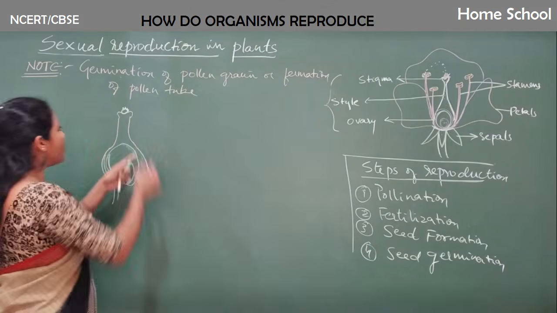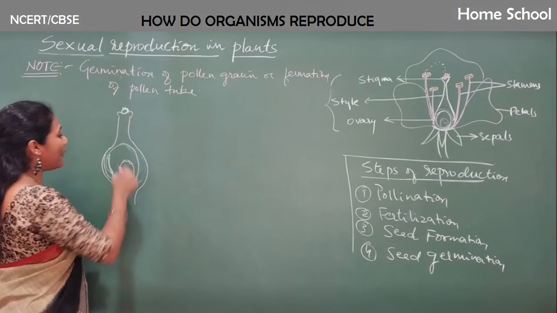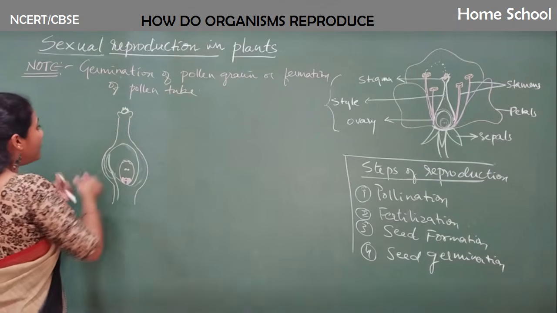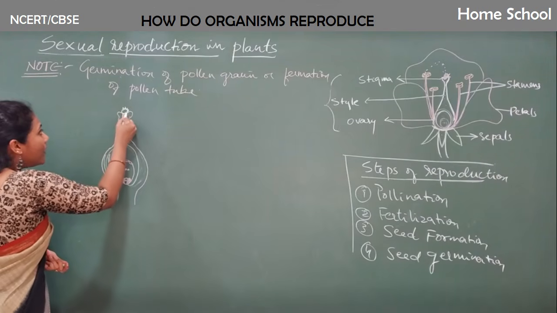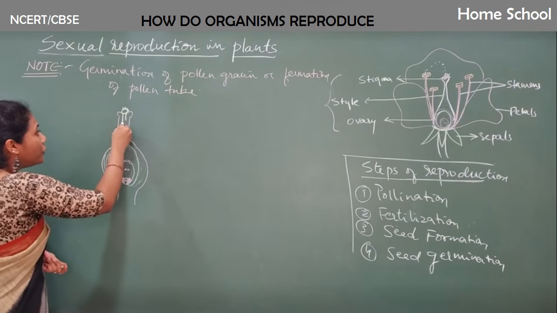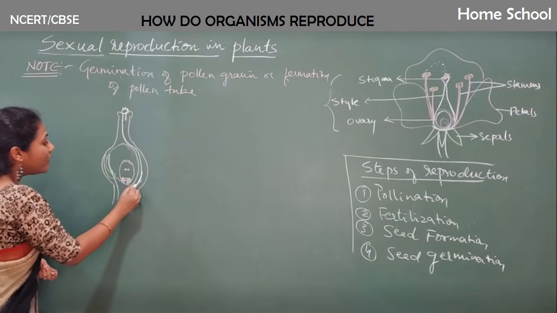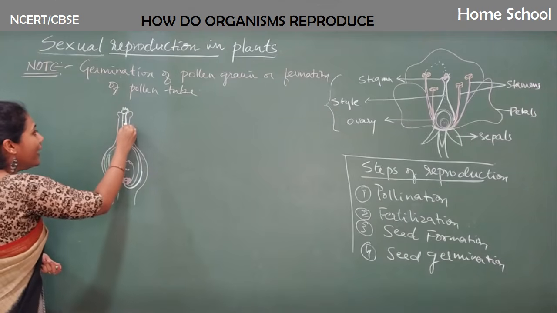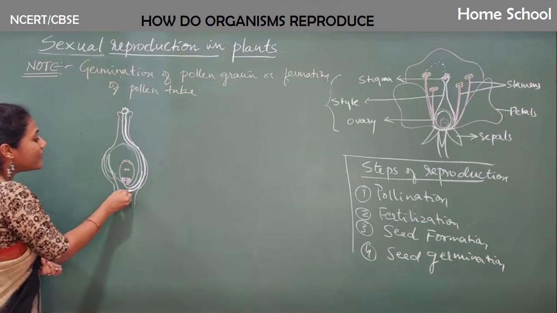Those chemicals will attract the pollen grain. Those chemicals are responsible for forming a tube-like structure. The pollen grain will grow into a tube. A tube is formed from a pollen grain and it will reach here. Got it? And how is the tube getting produced?